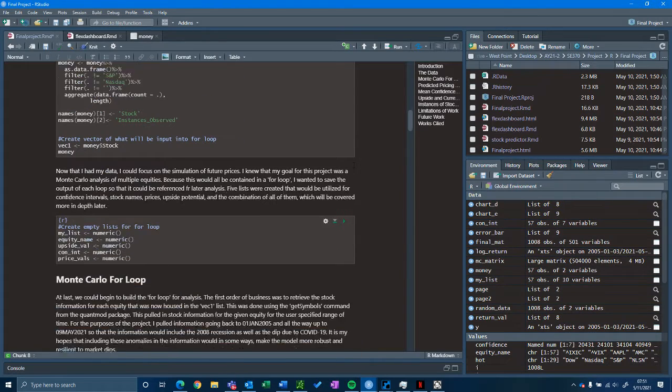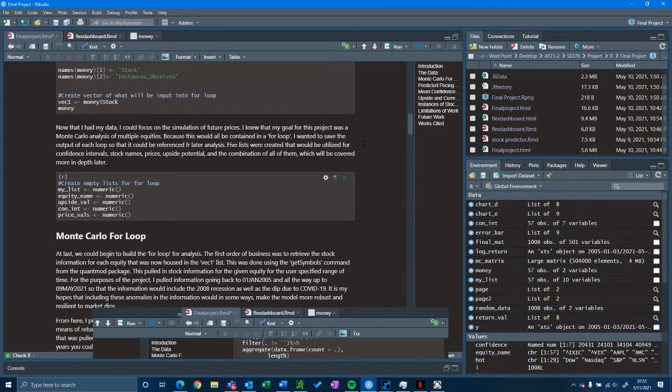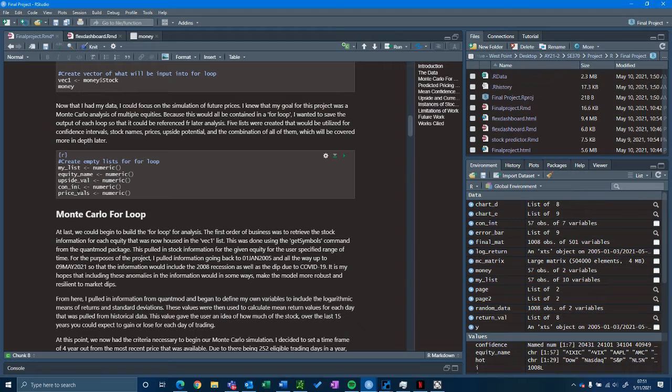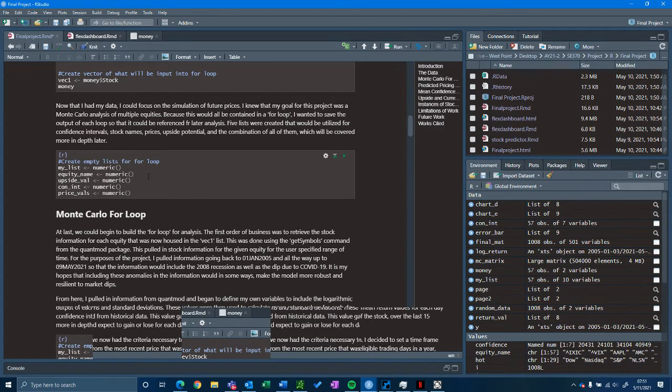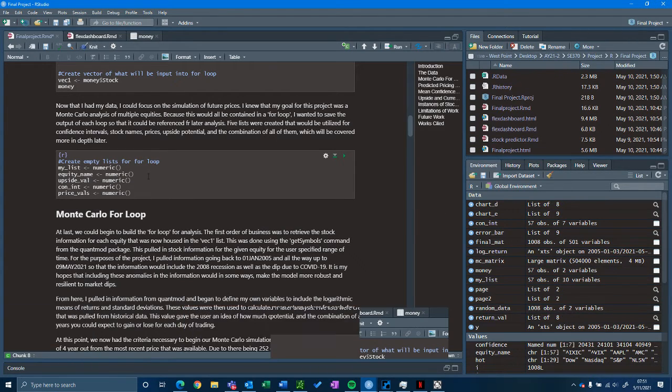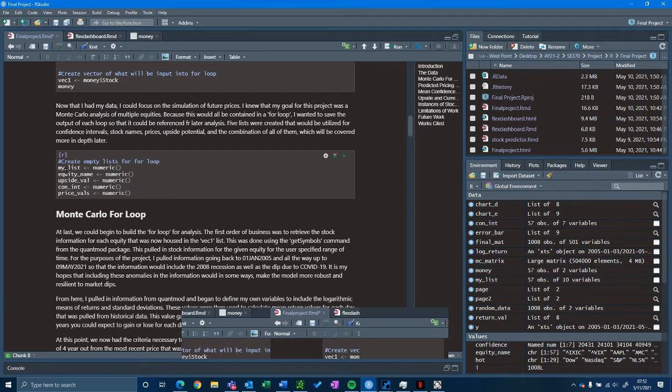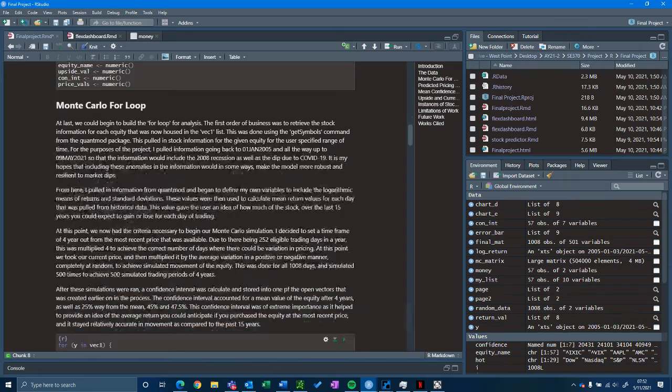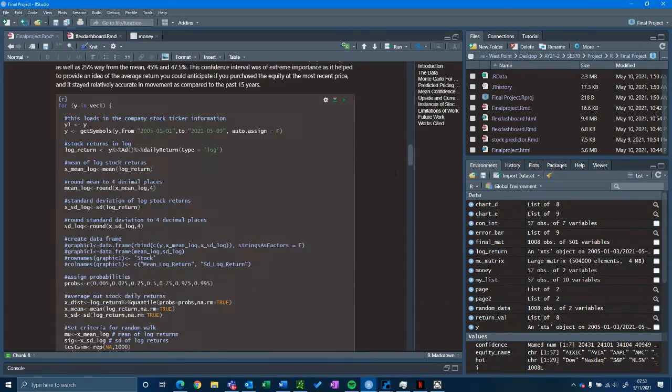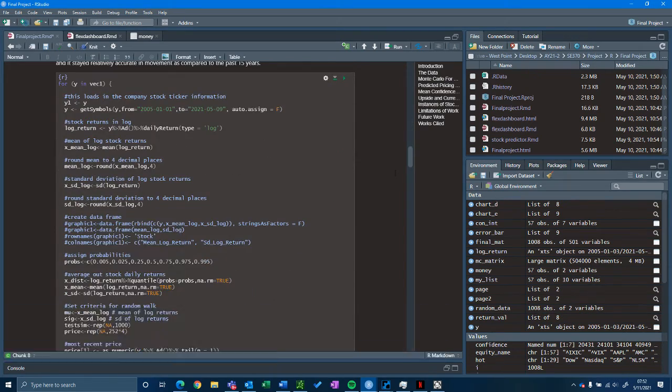All right, so from there, now that I've got my data, I created just 5 empty lists. I knew I was going to create a Monte Carlo analysis in a for loop, so I wanted to create some empty vectors for the information from that for loop to be placed into. All right, scrolling down to the meat and potatoes of it. So this is my for loop for the Monte Carlo analysis.